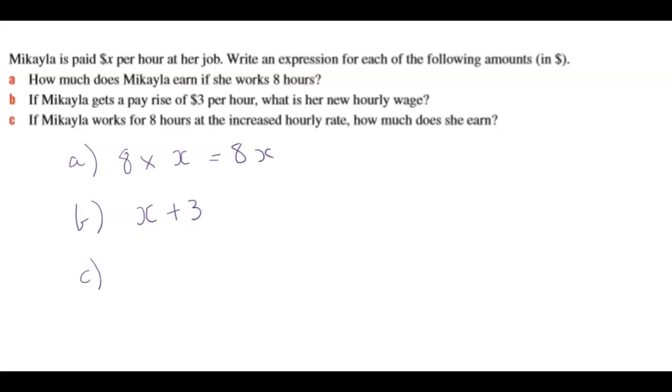All right, lastly, if Michaela works for 8 hours at the increased hourly rate, how much does she earn? So this time it's 8 times, oh no, that's right, sorry. I was going to simplify that, but we don't simplify the addition sign. So x plus 3, there's how much she gets paid, 8 times whatever this amount is, and then we don't usually write the multiply sign, so I'm just going to write the 8 out the front of the brackets.